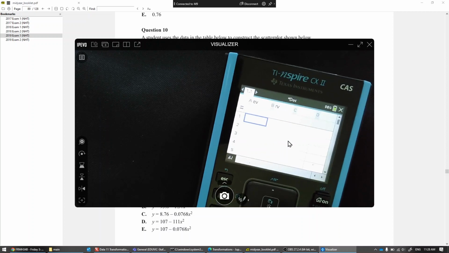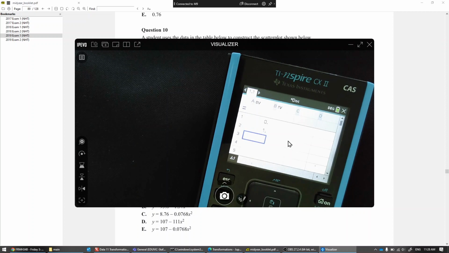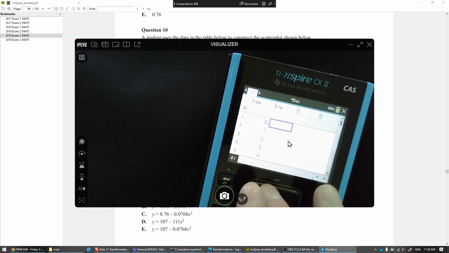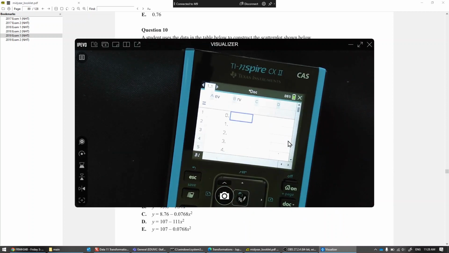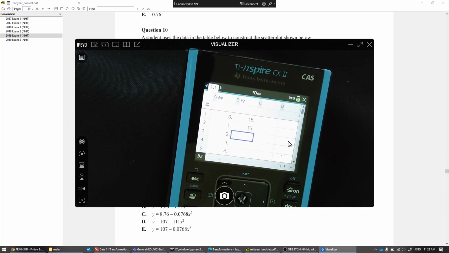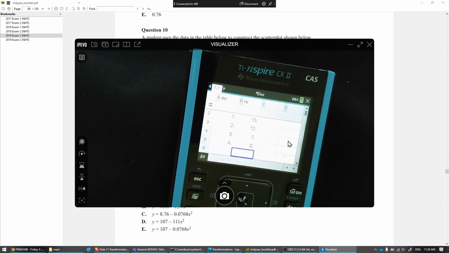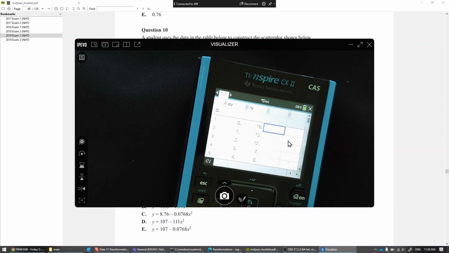Exercise 4A, question 2. So 0, 1, 2, 3, 4 in the x direction. Then the y values are 16, 15, 12, 7, and 0. Okay.